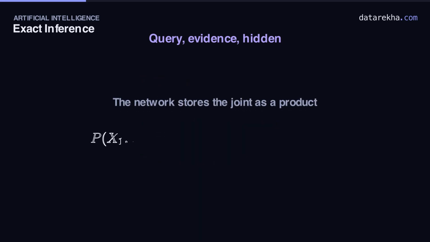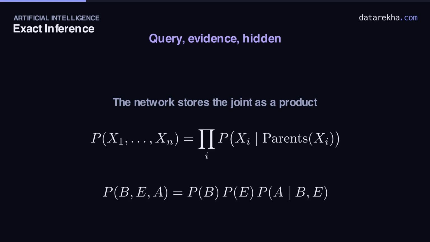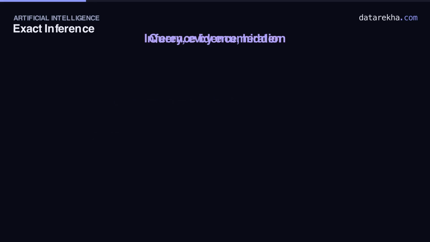Now recall what a Bayesian network gives us for free. The full joint over every variable is just the product of the local tables, each node given its parents. For our net that reads probability of B times probability of E times the alarm's table given B and E. Three small factors, and from them, we can answer any question we like.